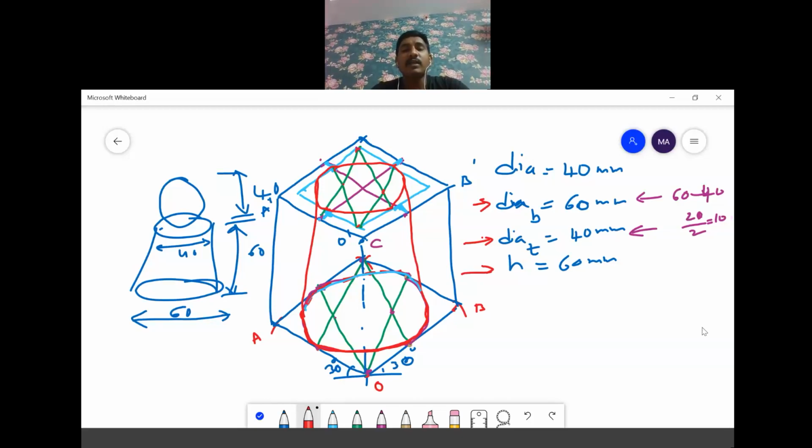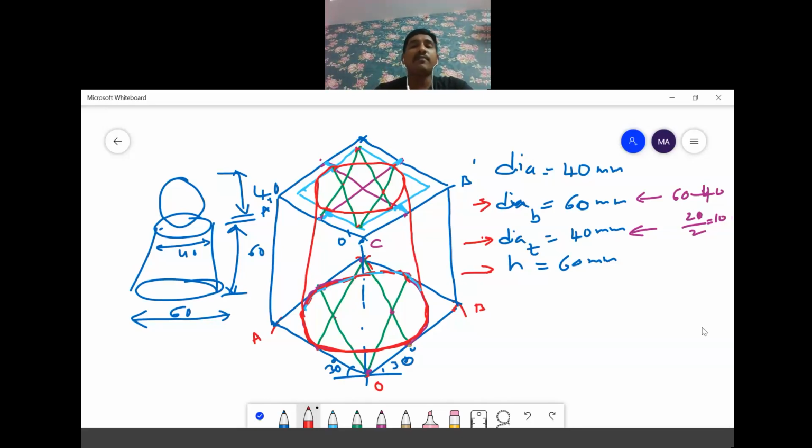The inner part which I have drawn with a dotted red line should be drawn as a dotted line, that is the invisible, hidden part, and all the other construction lines should be very light. Understand? In this way you have to draw the frustum of a cone.